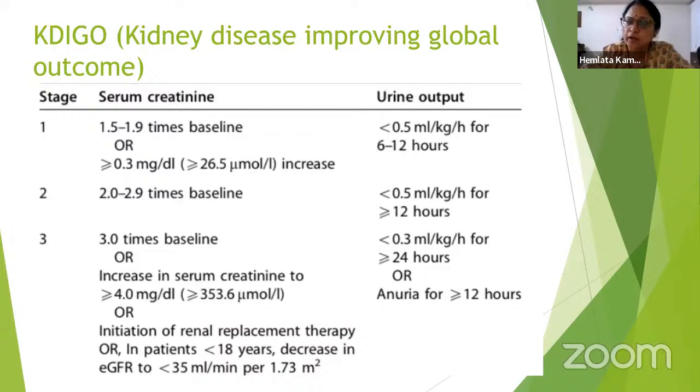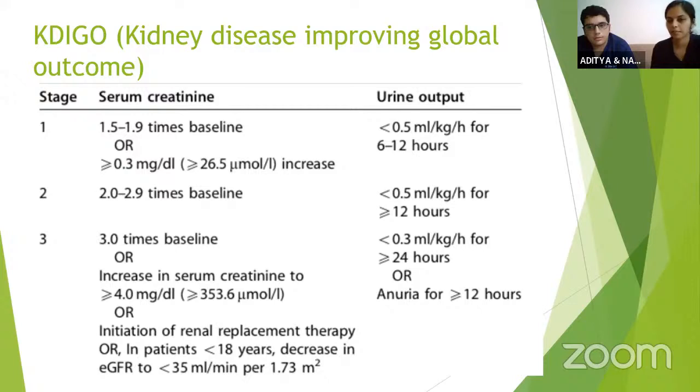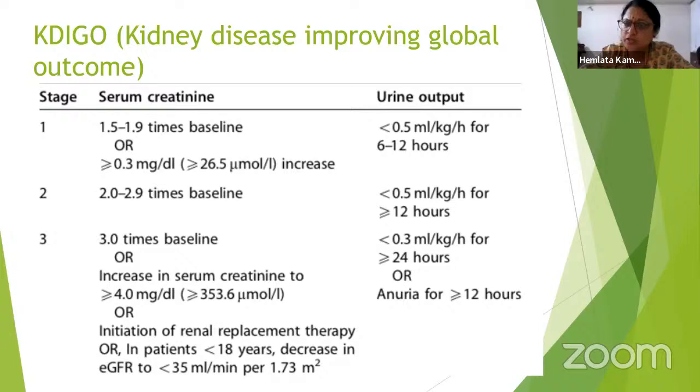Say how many ml per hour you want. 0.5 ml per kg per hour. If this person is how much, 50 kg? 60 kg. So if you're not even getting 20 ml per hour, are you worried? Yes, ma'am. So how will you go about investigating this?